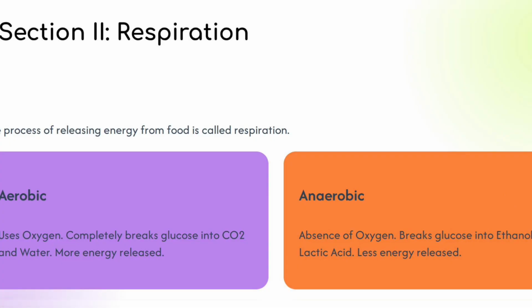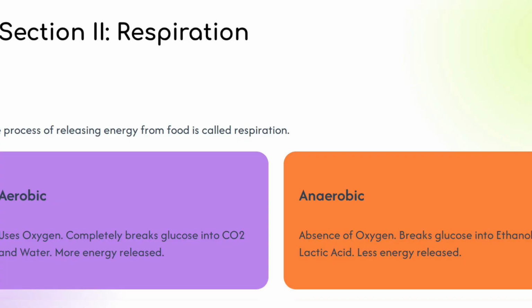Respiration is the process of releasing energy from food. There are two types here: aerobic respiration and anaerobic respiration. Aerobic respiration happens in the presence of oxygen. Glucose is completely broken down into carbon dioxide and water. A large amount of energy is released. This is the normal respiration in humans.